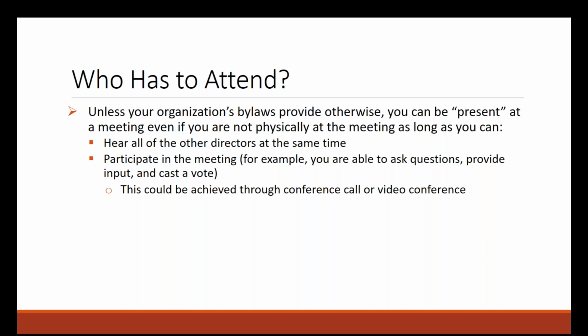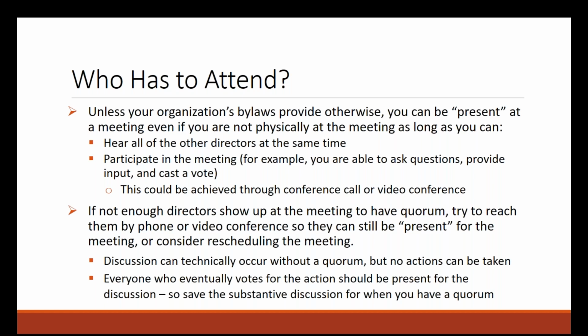We still recommend that people put a provision in their bylaws affirmatively allowing meetings to be held via teleconference or video conference, just to make it clear to everyone, get everyone on the same page that this is an acceptable way of conducting a meeting, is to have some or all of the participants phoning in. If not enough directors show up at the meeting to have a quorum, try to reach them by phone or video conference so they can still be present for the meeting, or consider rescheduling the meeting. Technically, you can have discussion at a meeting without a quorum, but no actions can be taken.